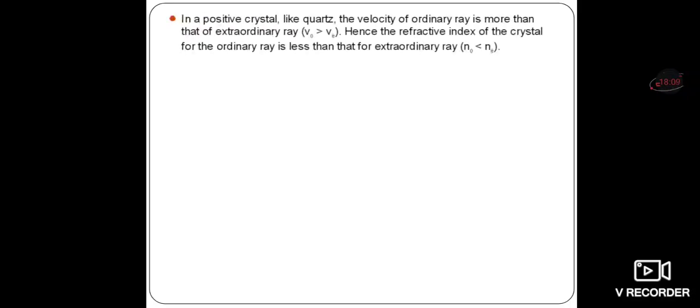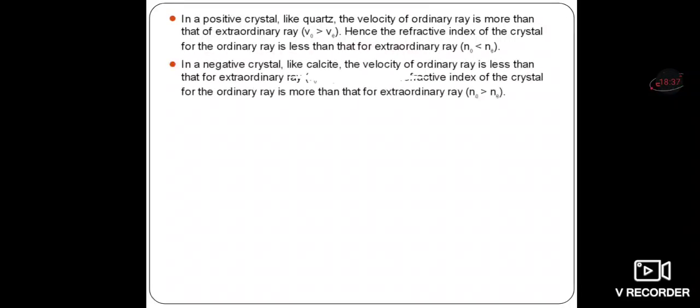So next, what are the rays' properties, just remember. Suppose you consider a positive crystal like quartz, the velocity of the ordinary ray is more than that of the extraordinary ray. So VO is greater than VE. Hence the refractive index of the crystal for the ordinary ray is less than that of the extraordinary ray.